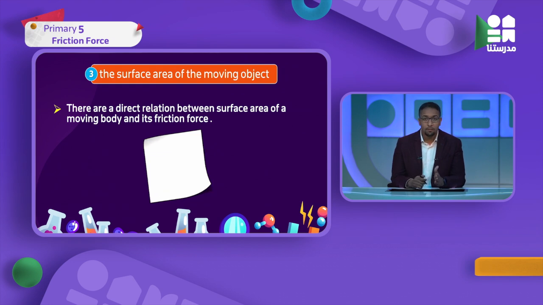By increasing surface area, friction also increases. It's a direct relation. There is a direct relation between the surface area of a moving body and the friction force. For an object with a large surface area, the friction force will increase when the surface area increases. Like this picture, surface area large, so friction force large also.